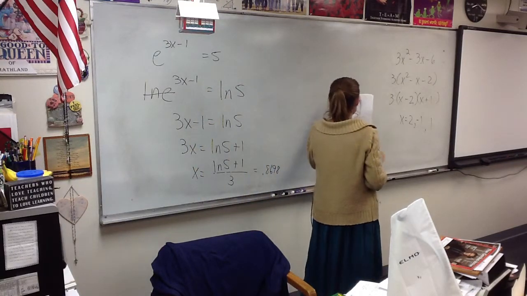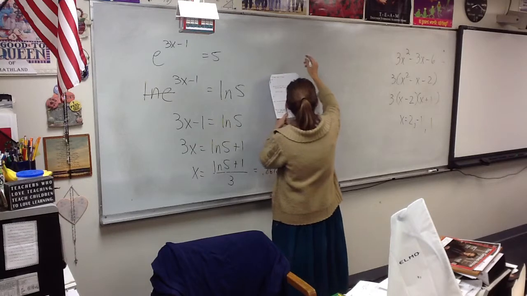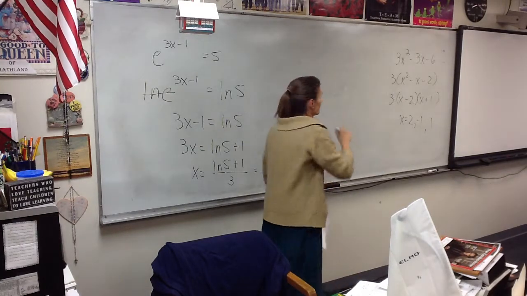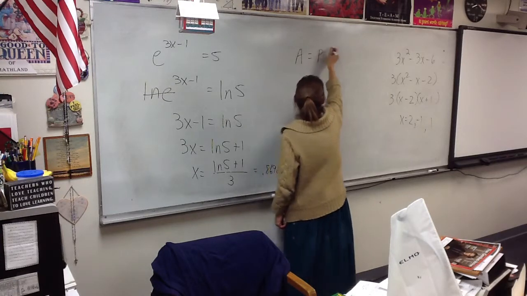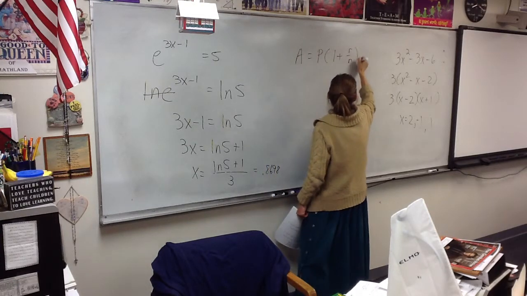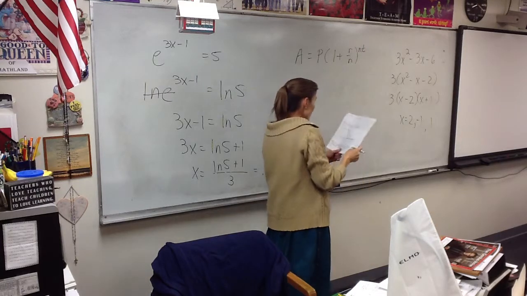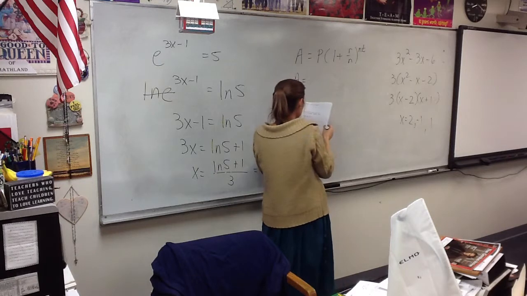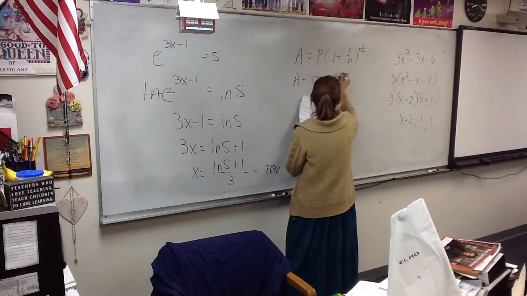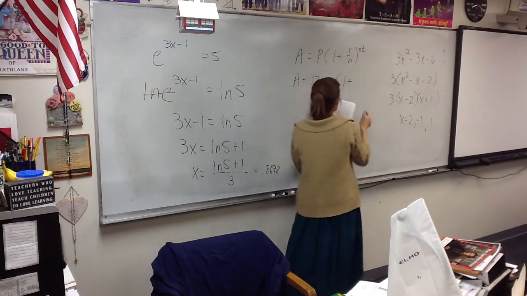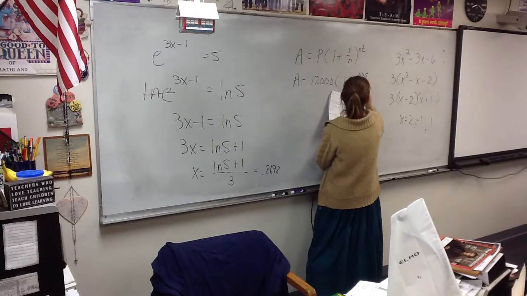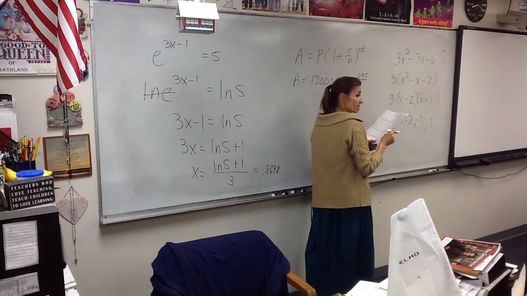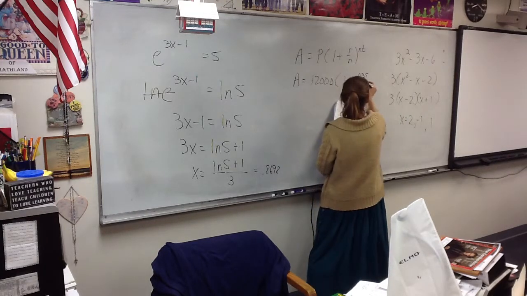To the nearest dollar, how much would you have if you invested $12,000 at 3.5% interest compounded weekly? A equals P times 1 plus R over N, to the NT. What do I put in for A? Nothing, I need that. P is 12,000. R is 0.035. N is 52.